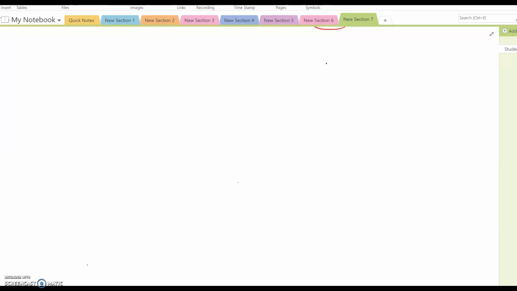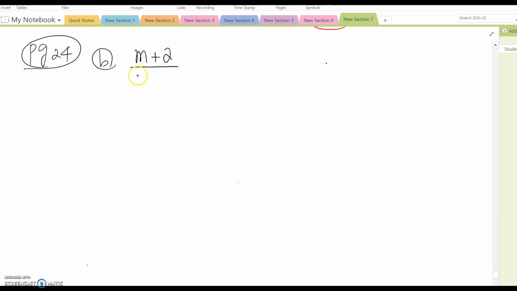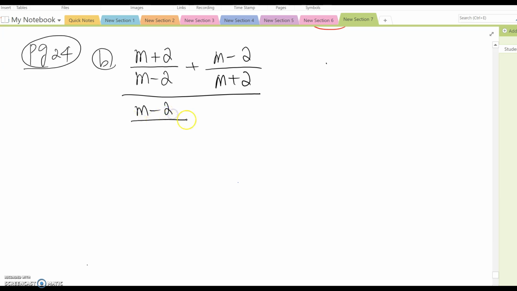Okay, then let's look at a little bit harder question, like page 24. So maybe letter B. That shows that (m + 2)/(m − 2) + (m − 2)/(m + 2) over (m − 2)/(m + 2) + (m + 2)/(m − 2). Okay, so this is another complex fraction form.